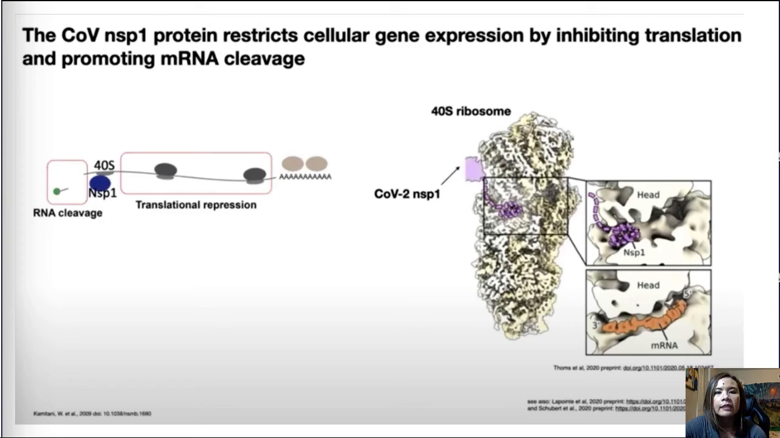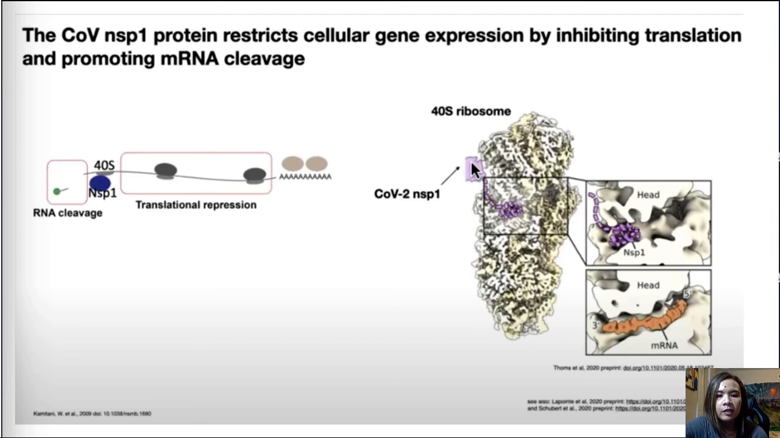And one way is the expression of this first viral protein called non-structural protein 1, or NSP1, and it restricts cellular gene expression by inducing cleavage of messenger RNA, which is hypothesized to repress translation of mRNA. So the 40S ribosome, the major part of it, helps in translating messages into proteins and allows the mRNA to feed into the ribosome. But the NSP1, shown here in pink, inserts itself like a cork, reducing the translation of these messages.